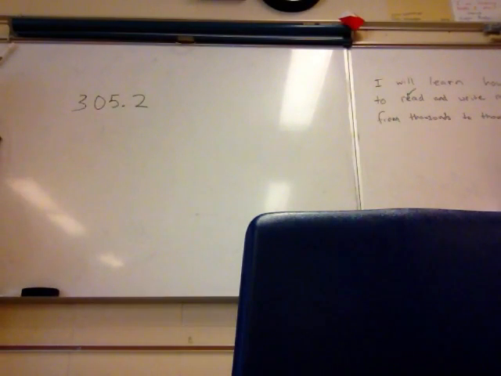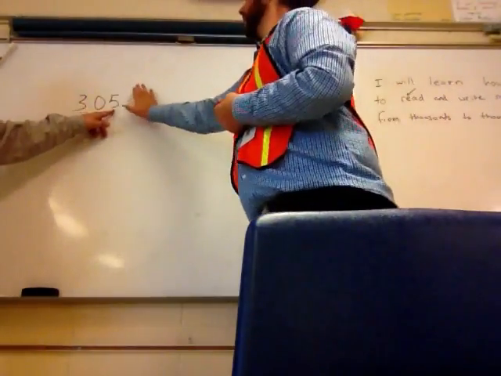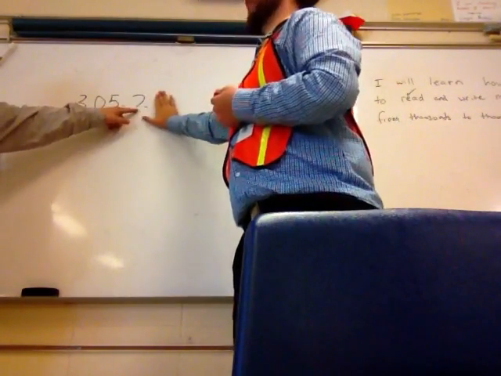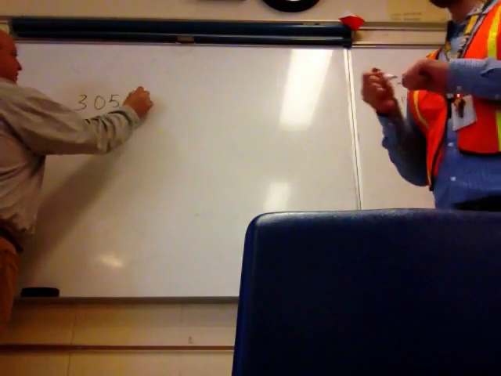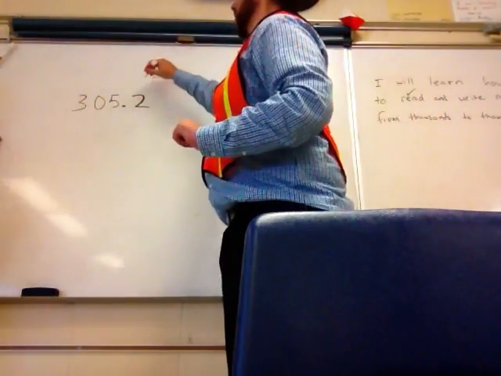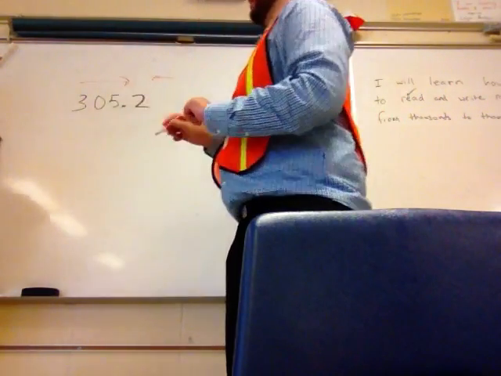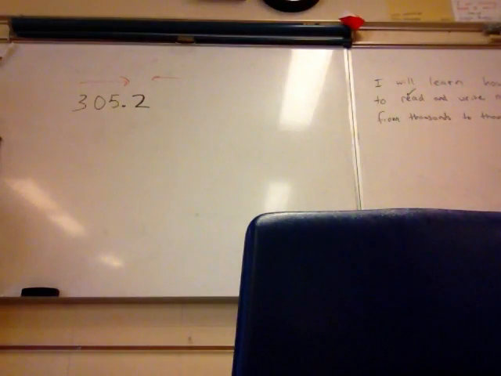Who wants to go? Tariana, say it. 305 tenths. 2 tenths. Oh, start over. Oh, okay. 305 and 2 tenths. Good. Adonis, say it. Good. Awesome job. And it's almost like reading a book, guys. We don't read it from the right going this way. We read it from the left going this way. Chase, say it. 305 and 2 tenths. Good. Say it.